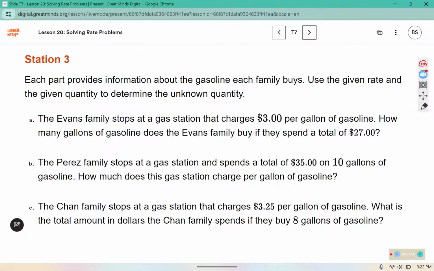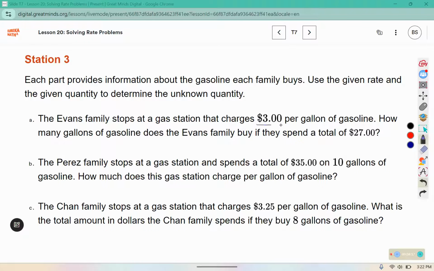Each part provides information about the gasoline each family buys. Use the given rate and the given quantity to determine the unknown quantity. The Evans family stops at a gas station that charges $3 per gallon of gasoline. How many gallons of gasoline does the family buy if they spend a total of $27?